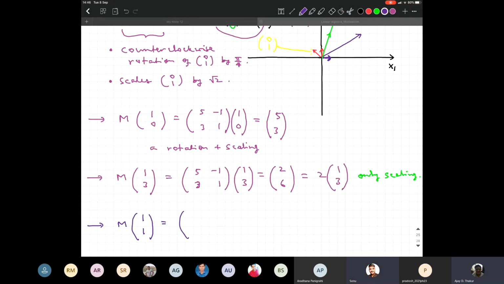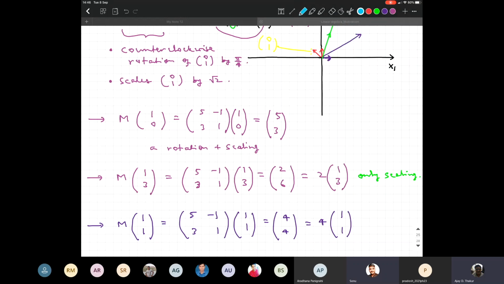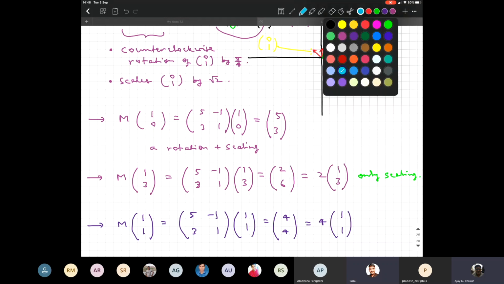What happens when we are multiplying this matrix, 5 minus 1, 3, 1, with the vector 1, 1? So this is like 5 minus 1 is 4 and 3 plus 1 is 4. So this is like 4, 4. So it is as if we are putting a vector. Now let's choose a suitable color. Let's choose maybe brown.